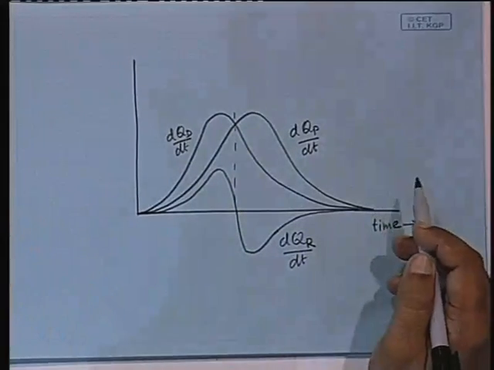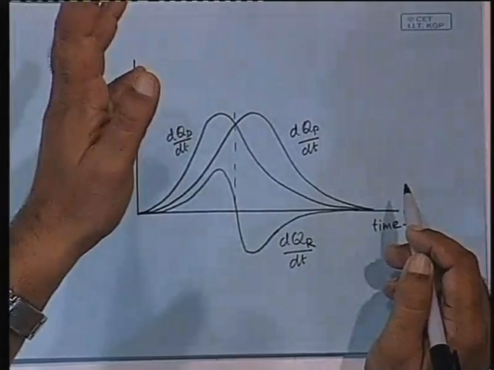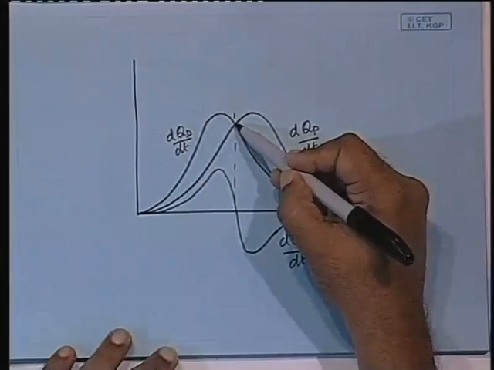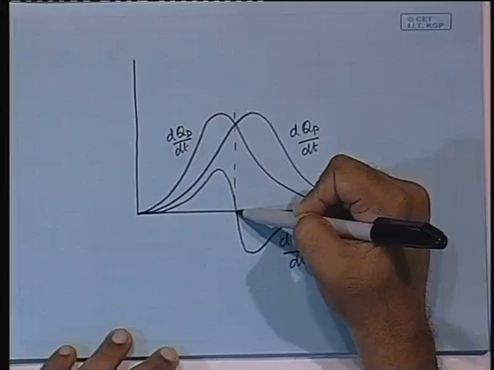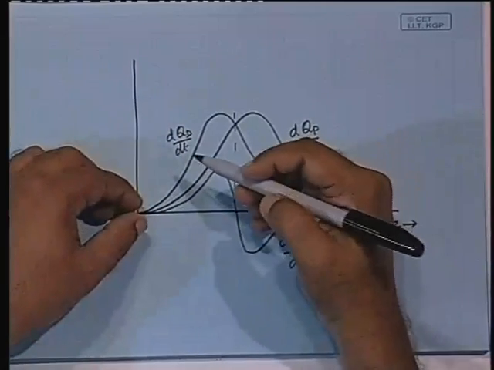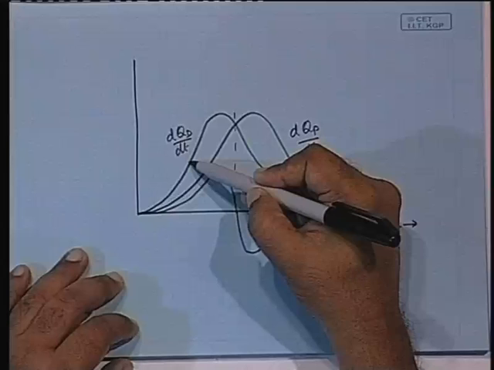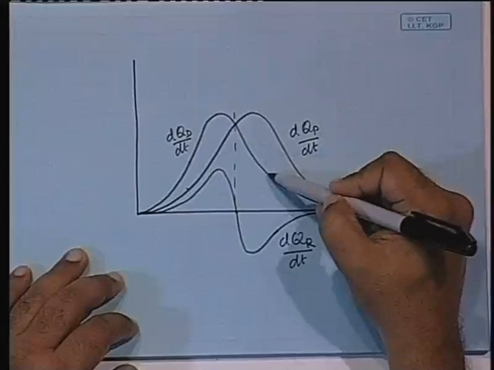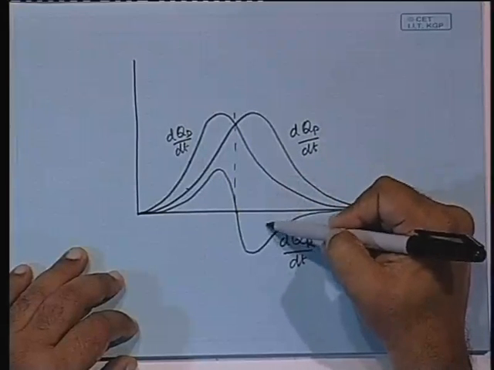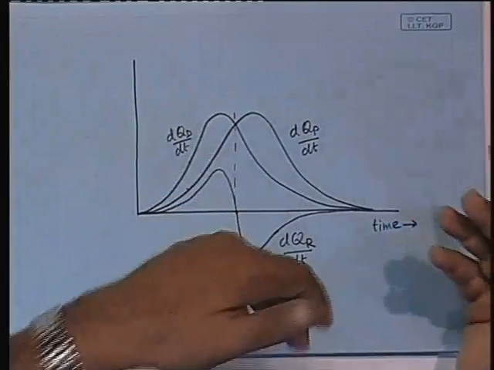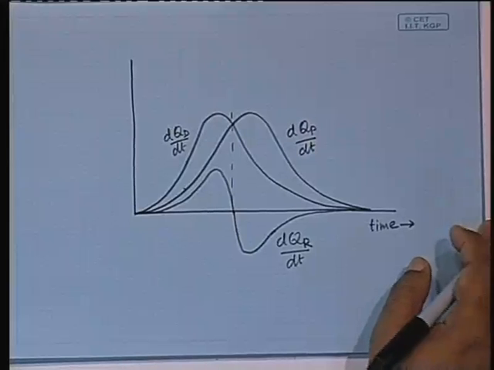See, if QR is QD minus QP, dQR/dt is dQD/dt minus dQP/dt. So, it will be the subtraction of these two. At this point, these two values are equal, so the subtraction should be 0. Here dQD/dt is greater than this, therefore, this term will be positive. Here dQP/dt is greater than dQD/dt, and therefore, this term will be negative. Okay. The rate at which the reserve changes will have a negative value. Clear?